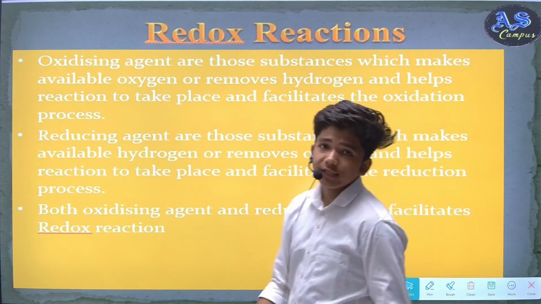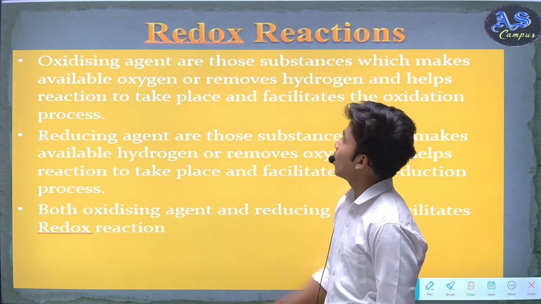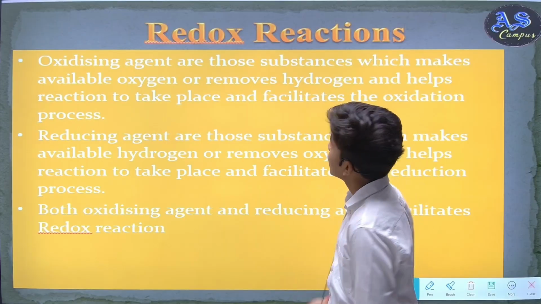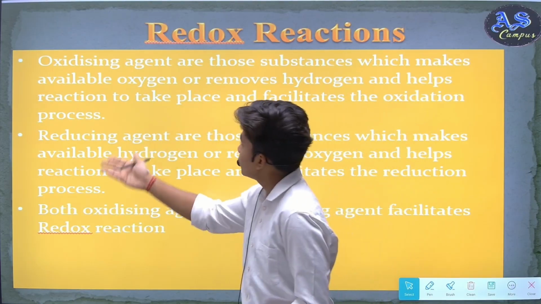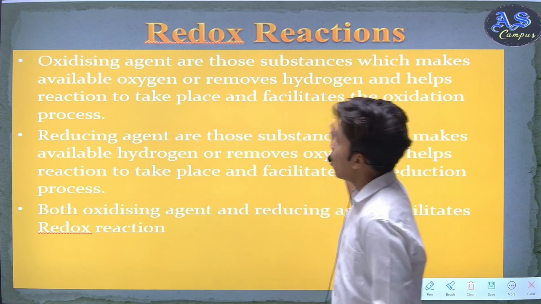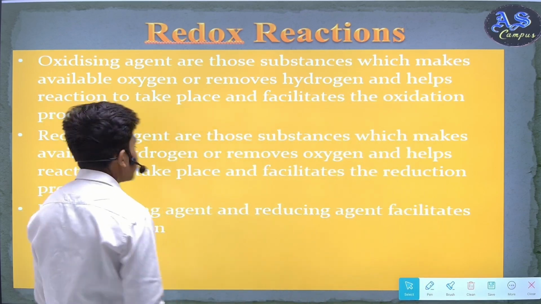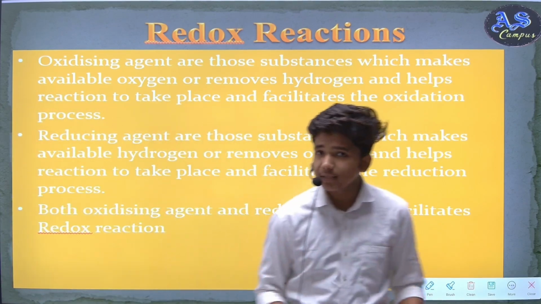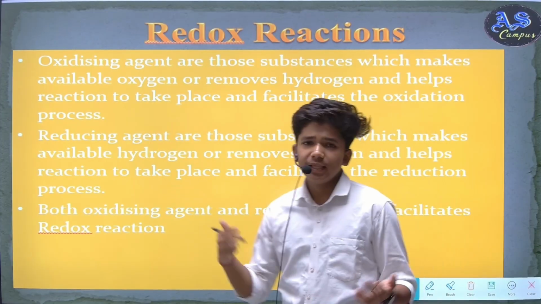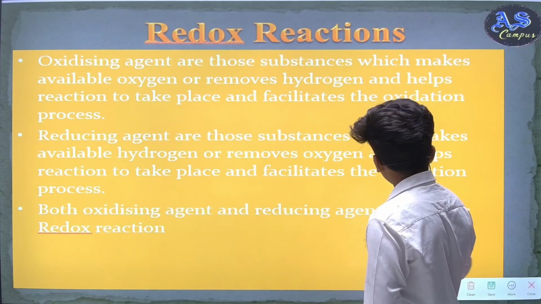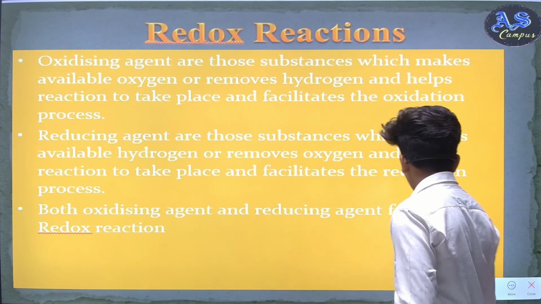So last comes the oxidizing and reducing agent. Oxidizing agents are those substances which make available oxygen or remove hydrogen, help the reaction take place and facilitate the oxidation process, whereas reducing agents are those substances which make available hydrogen or remove oxygen. On the other hand, both oxidizing agent and reducing agent facilitate the redox reaction.